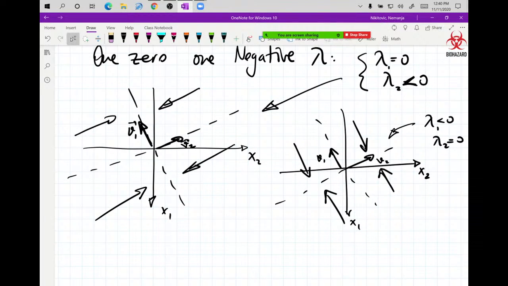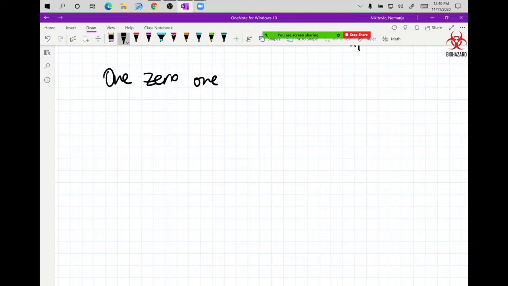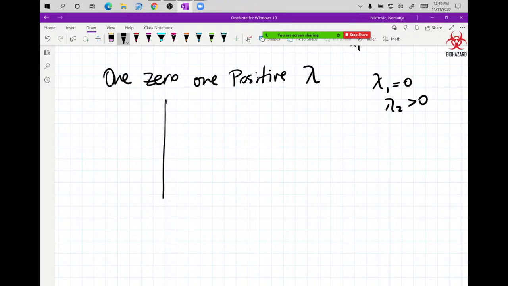And then we also have one 0, one positive, when it's going to do the same thing, except it's going to go outside. So one 0, one positive lambda. If lambda 1 is 0 and lambda 2 is positive, we're going to have the same story.